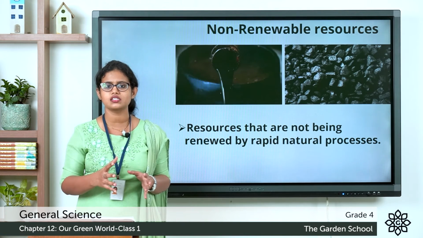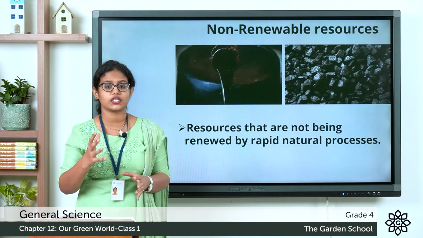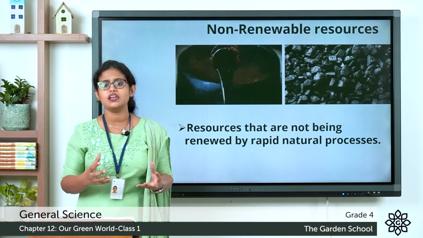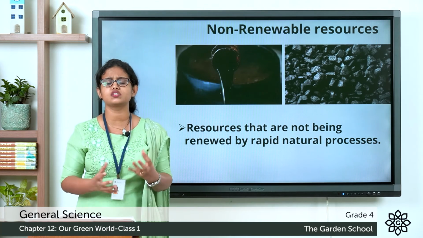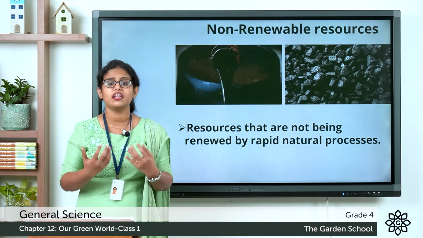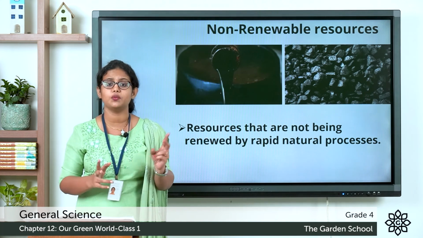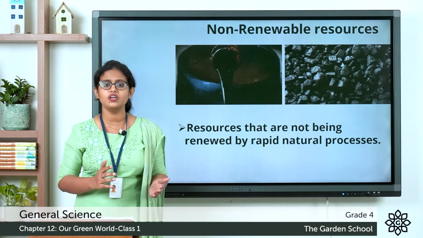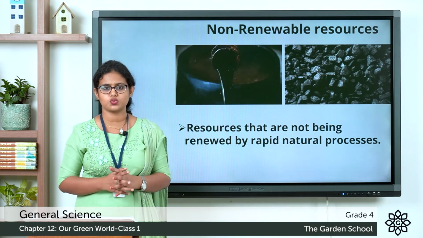So in this class, we learned about natural things. What are natural things? Things which are present in nature. And all kinds of natural things which are useful to us are called natural resources. Then we learned about the two types of natural resources, renewable and non-renewable resources.